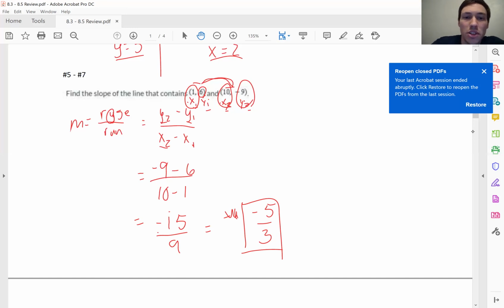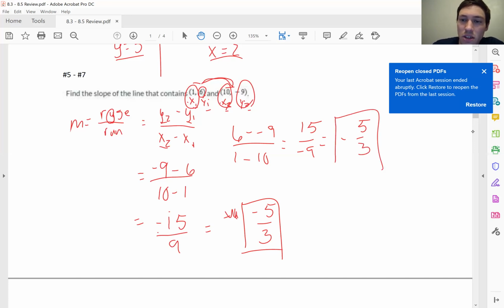Now again, if I had reversed them, if I had gone 6 minus negative 9 all over 1 minus 10, notice I would have still gotten 15 over negative 9, which is still the same thing as negative 5/3. So either way, I still get the same thing.